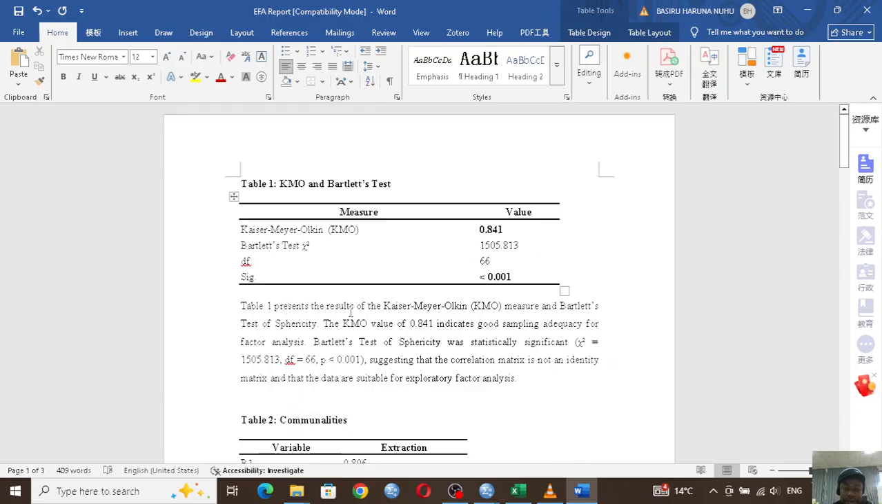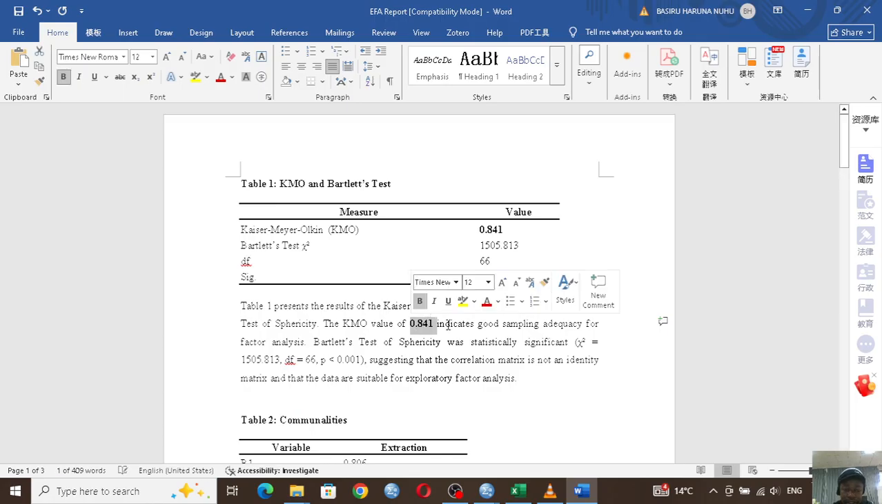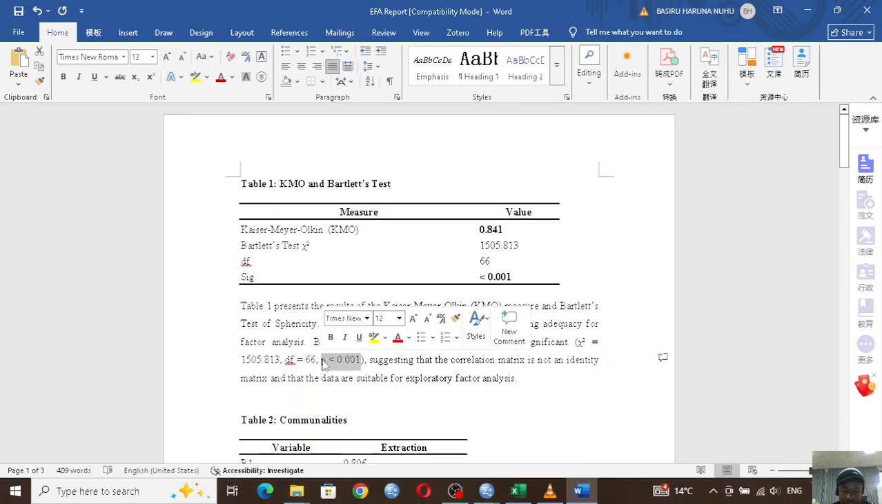Table 1 presents the results of Kaiser-Meyer-Olkin, just in short, KMO measure and Bartlett test of sphericity. The KMO value of 0.841 indicates good sampling adequacy for factor analysis. The Bartlett test of sphericity was statistically significant. We have the chi-square, but the p-value is where more of our attention is, because it's easy to interpret that one. For the chi-square, you have to go and get the table and compare. For this one, you just compare it to the 0.05.